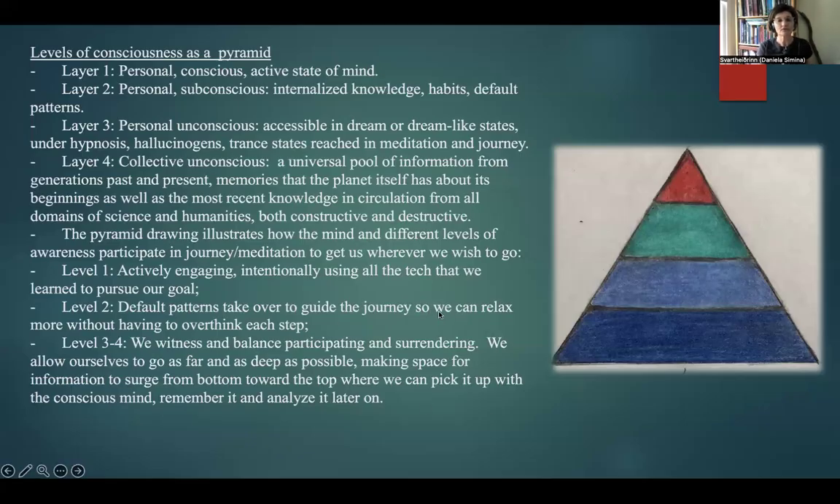So back to our pyramid. The pyramid illustrates how the mind and different levels of awareness, because these are levels of awareness, participate in journey and meditation to get us where we wish to go. So level 1, what happens? Here's when we engage our mind, intentionally using all the tech that we learned to pursue our goal. You learn the steps of a meditation, and this red triangle is the moment when you decide, I'm going to meditate for this purpose. And I know I'm going to listen to the meditation, the steps, and I'm going to follow the guidance.